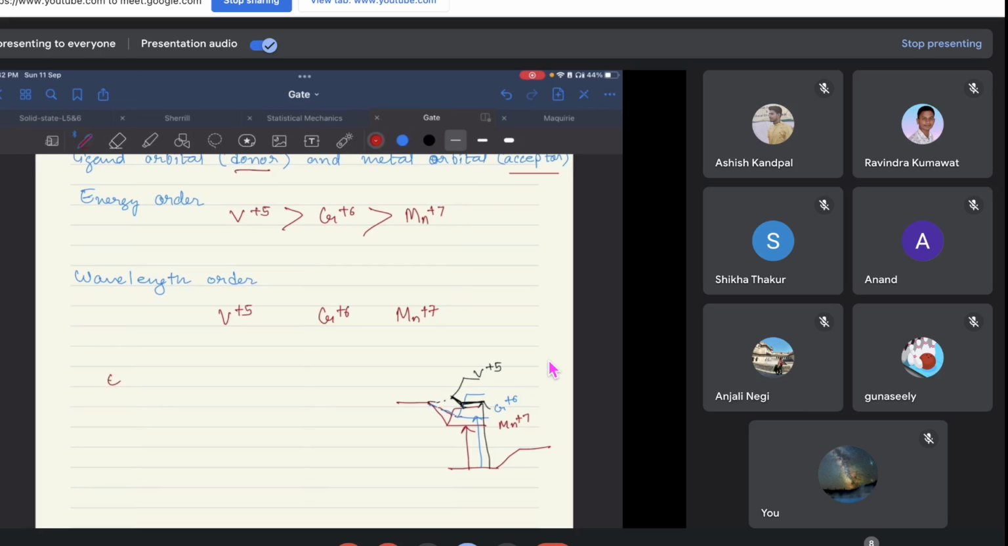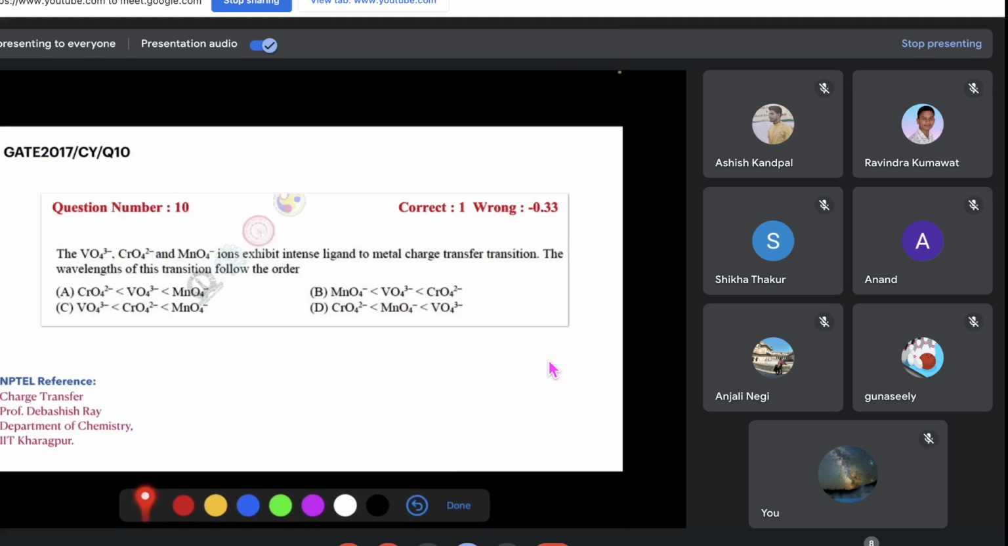And as we know, energy is inversely proportional to wavelength, so the order gets reversed in the case of wavelength. So my wavelength order will be this. So the correct option for the given question is option number C.